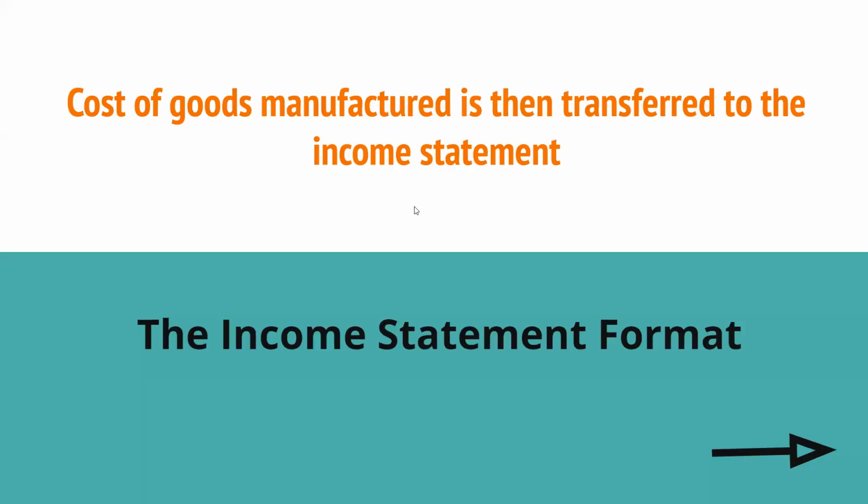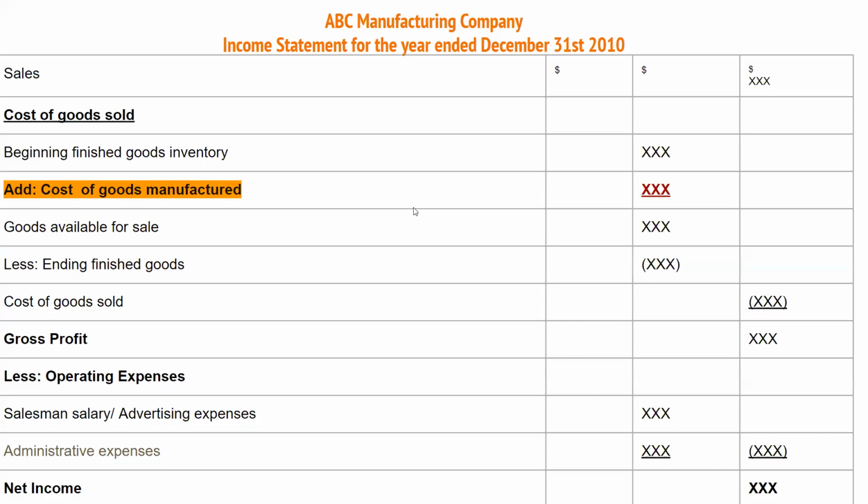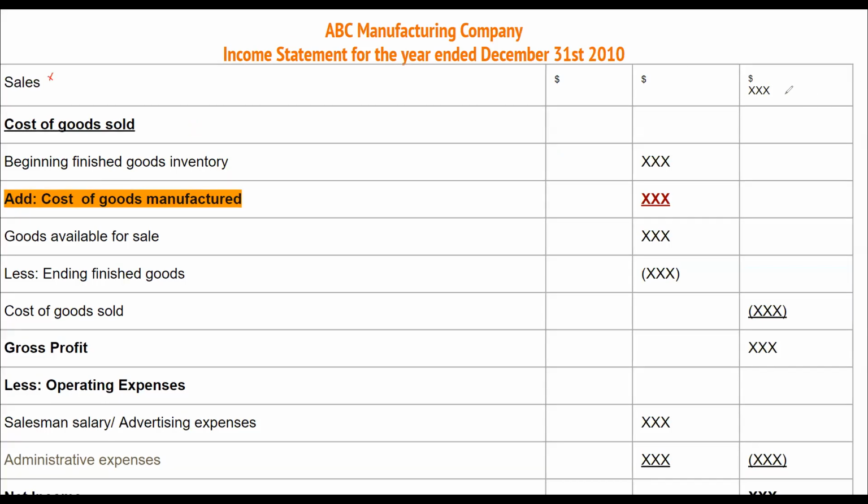The cost of goods manufactured is then transferred to the income statement. The income statement format hasn't changed. Again, you will list the name of the company. You would state what the financial statement is, which is your income statement for the period 31st of December, and so on. You begin with your sales, right? Now you would work out whatever your adjusted sales figure is. So any changes to sales will be made, and then we will put in the adjusted sales figure here.